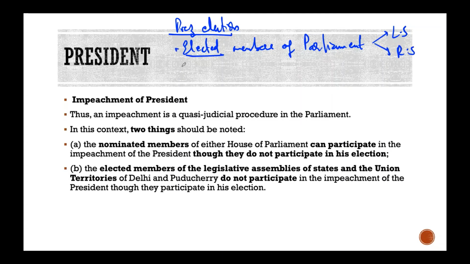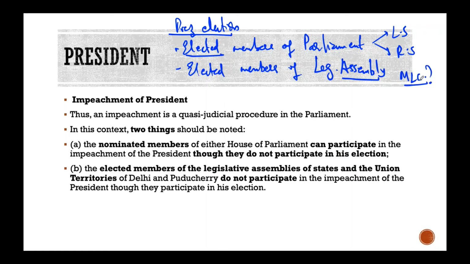And then? Elected members of legislative assemblies of states. That is wonderful. But can I ask you, you said legislative assembly. What about MLCs, members of legislative councils? You did not mention anything about that. They will not participate. Even if that particular state has an upper house, you're saying that they will not participate. Okay, great. MLCs will not.